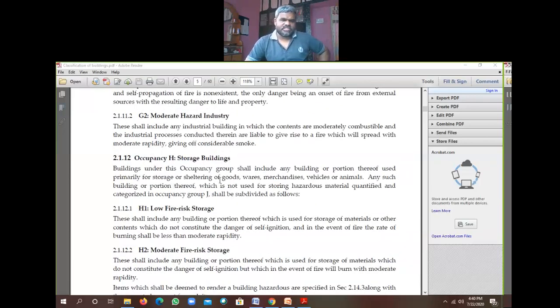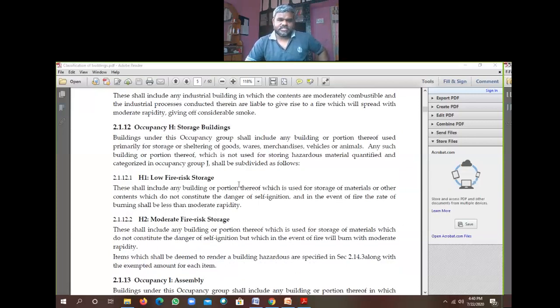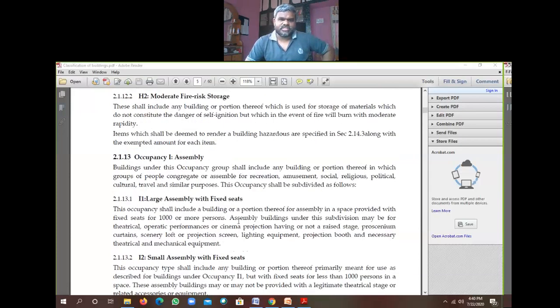storage buildings, like H storage buildings. So buildings under this category are primarily for storage or sheltering of goods, warehouses, merchandise, vehicles, spare parts, animals. These are divided into low fire risk storage and moderate fire risk storage.